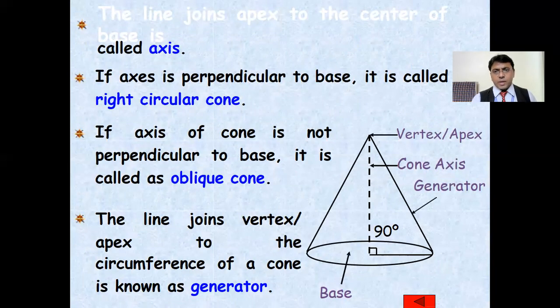With this respective cone, the line that joins the apex to the center of the base is called the axis. If the axis is perpendicular to the base, it is called a right circular cone. If the axis of the cone is not perpendicular to the base, it is called an oblique cone. The line that joins the vertex or apex to the circumference of the cone is known as a generator. With respect to this given cone, the vertex, cone axis, generator and base are shown clearly in this pictorial representation on the current slide.